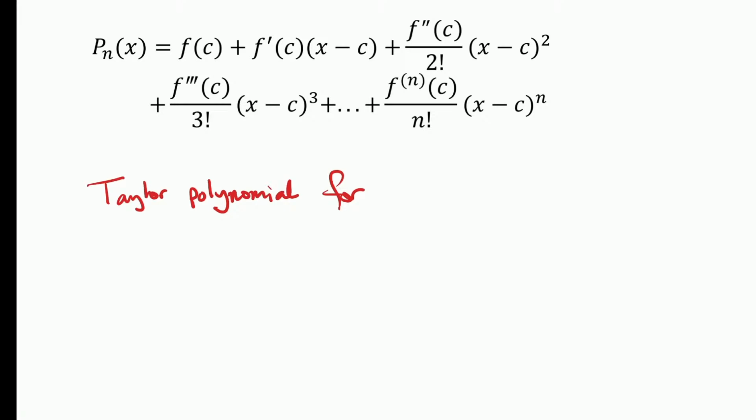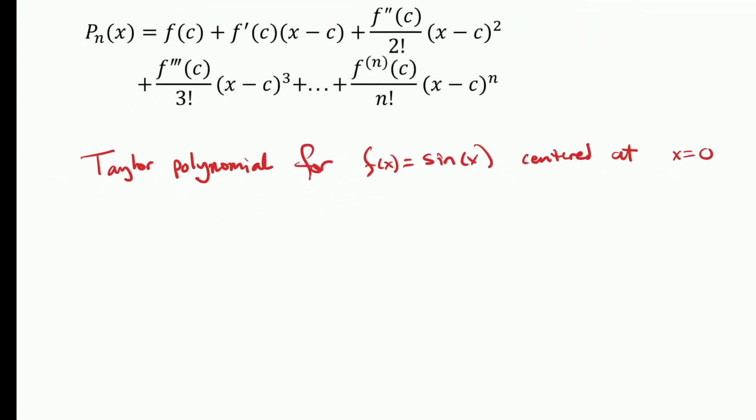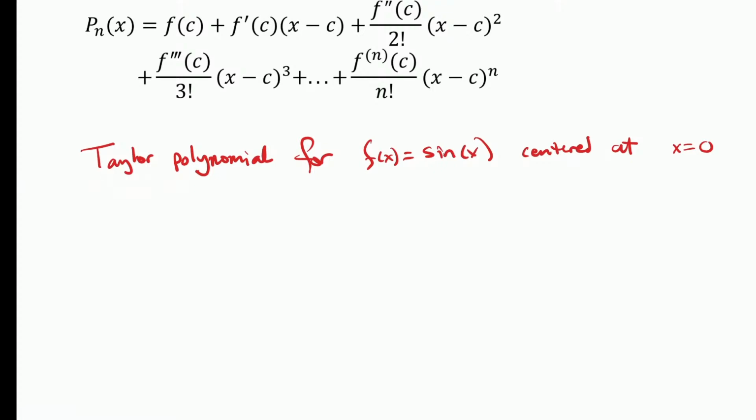We're going to do the Taylor polynomial for f of x equals sine of x, centered at x equals 0. I'll explain what all this is. And I guess I need to specify what degree. Let's do P sub 3, so the third degree.